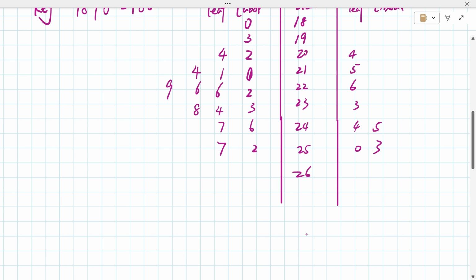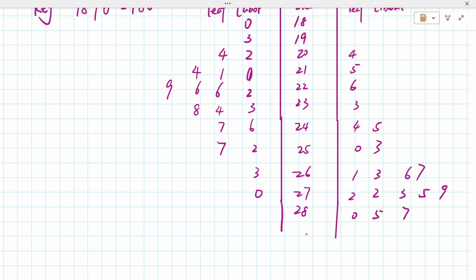And 26, we have 3. And for 26, we have 1, 3, 6, and 7. And 27, we have 0, 2, 3, 5, and 9. And 28, we have none, we have 0, 5, and 7. So there you go, that's what the stem plot looks like.